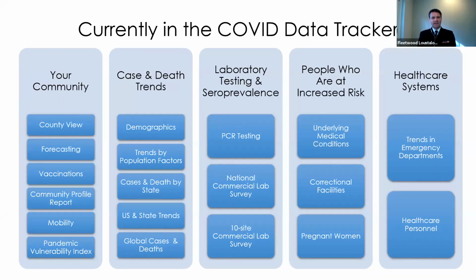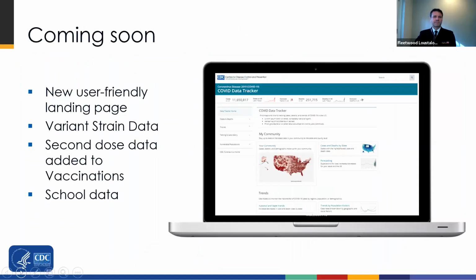As you can see on this slide, there are a variety of data available. New tabs displaying different types of COVID-19 related data are added routinely, and the data are updated daily. We recently added vaccination and county level hospitalization utilization data to the data tracker. We are also excited about the development of a new user-friendly landing page that will launch at the end of January. Tess is going to give you a sneak peek of it during the demo. Also coming soon, data on new variant strains of COVID-19, data on the second dose of the vaccine, and school data.